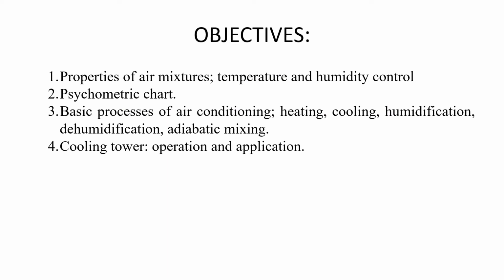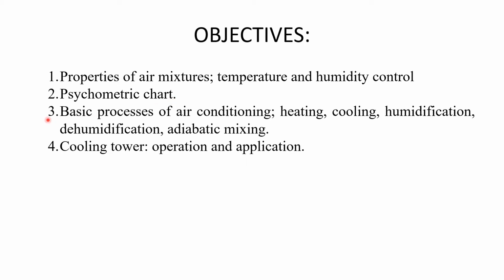So the objectives of this chapter are as follows. For point number one, we will be exploring the properties of air mixtures, learning what the properties of air mixtures are in terms of temperature and humidity control. Then you will also be taught how to use the psychrometric chart to solve problems related to air conditioning.